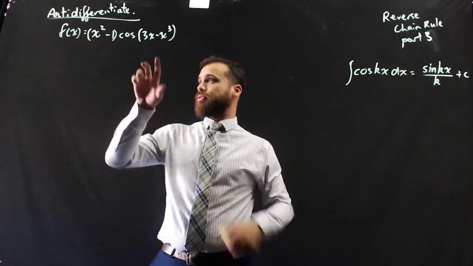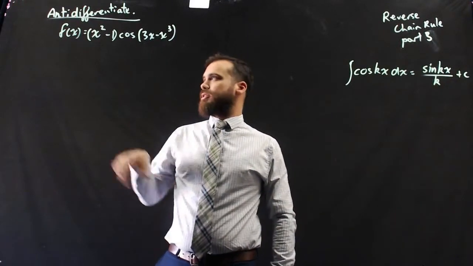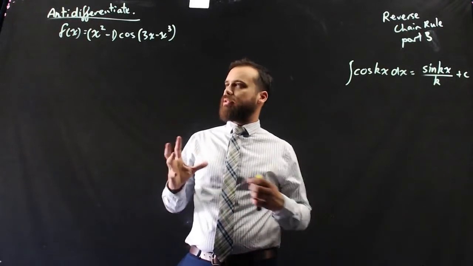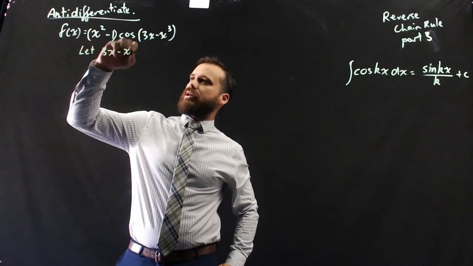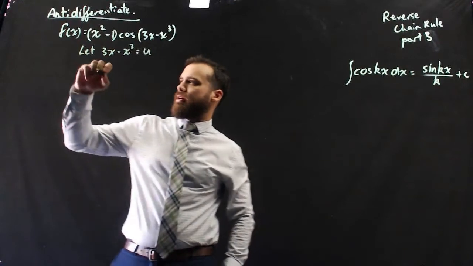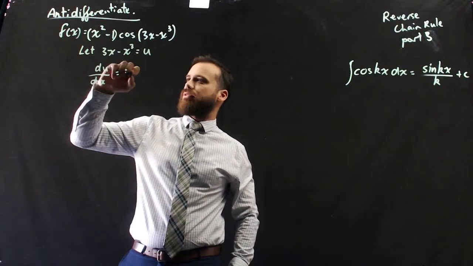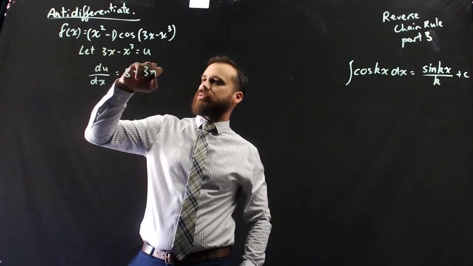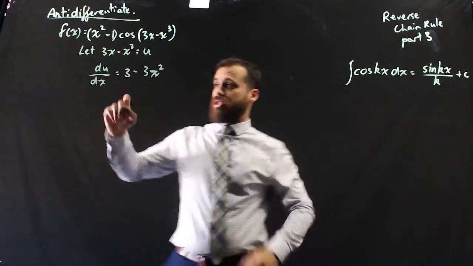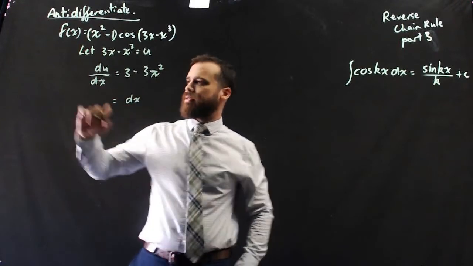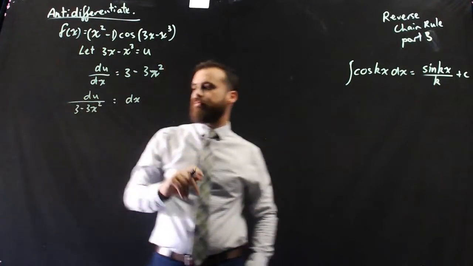Now, that's a multiple of, sorry, that's a multiple of the derivative of that. So we're going to be able to use that. Same deal again, we've got a function, so let 3x − x³ equal u. Now, the derivative of u with respect to x is equal to 3 − 3x². And then we can rearrange that to make dx the subject: dx equals du over 3 − 3x².